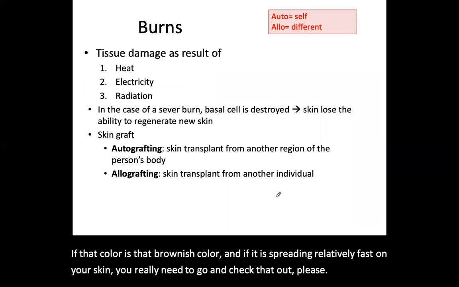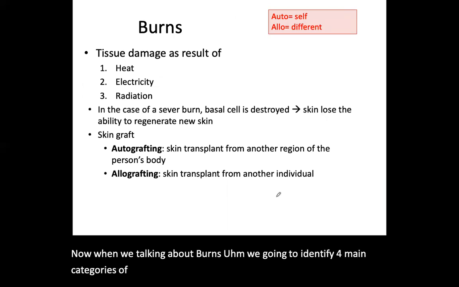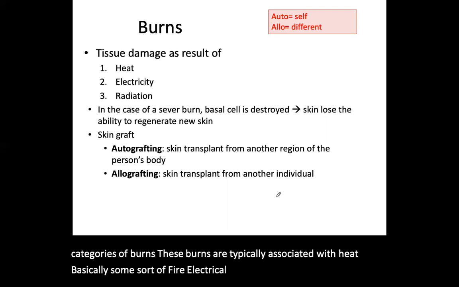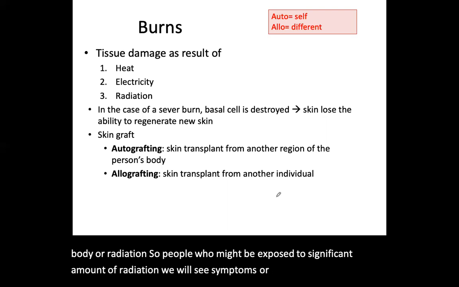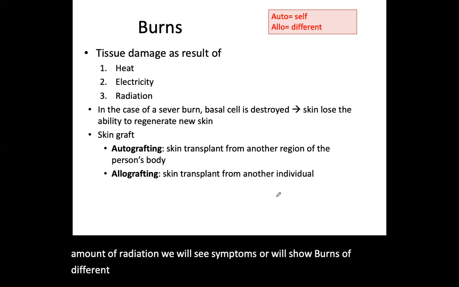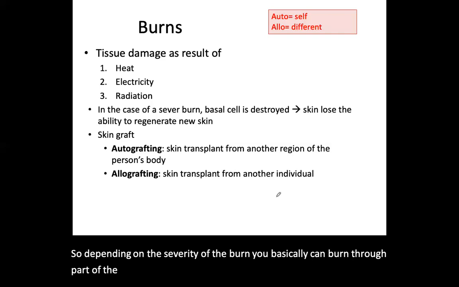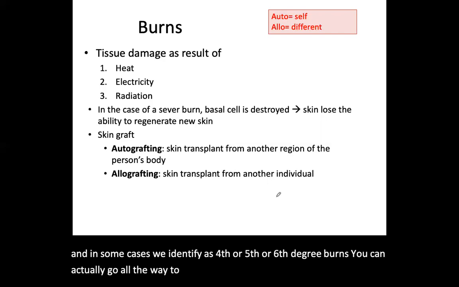Now, when we're talking about burns, we're going to identify 4 main categories of burns. These burns are typically associated with heat, basically some sort of fire, electricity running through the body, or radiation. So people who might be exposed to a significant amount of radiation will show burns of different degrees. Depending on the severity of the burn, you can burn through part of the epidermis, the whole epidermis, part of the dermis, and in some cases, what we identify as 4th or 5th or 6th degree burns, you can actually go all the way to the tissues underneath the skin.